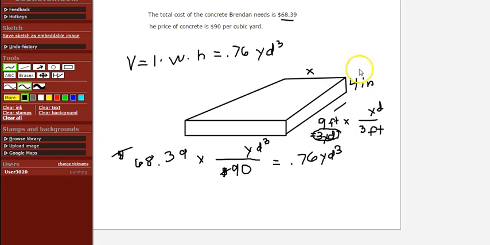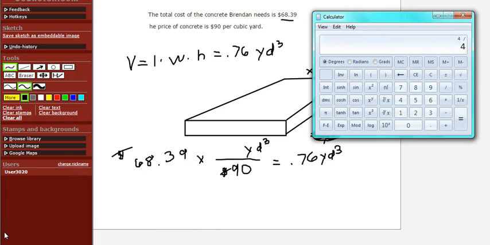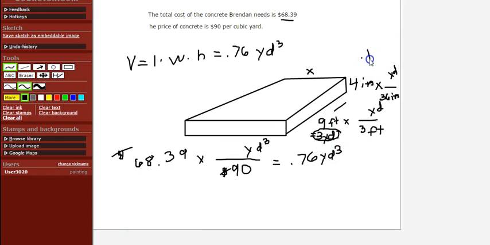Now what about this right here? 4 inches times, we know that we're going to put inches on the bottom because these are going to cross out, and yards in the top. And we know there's 36 inches in 1 yard. These units cross out. So 4 divided by 36 is 0.111 yards. So let's go do our formula.